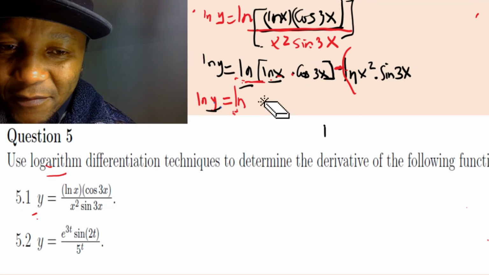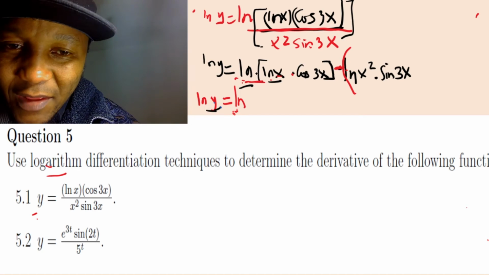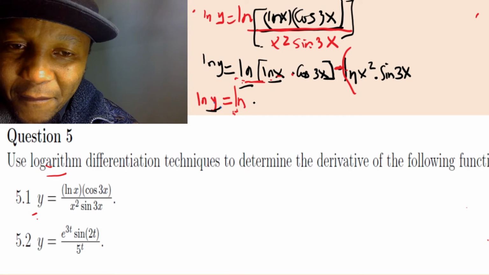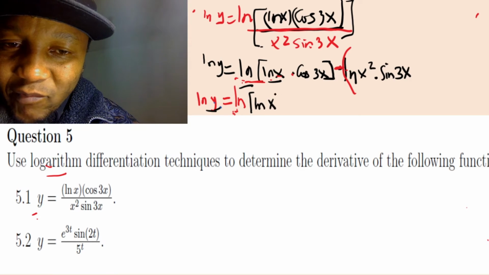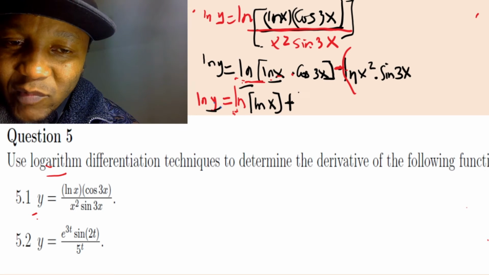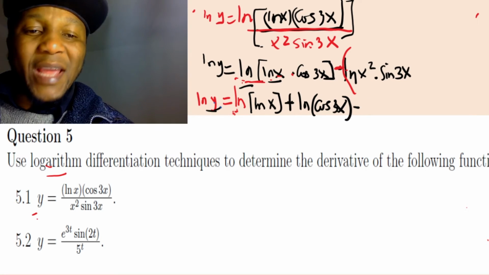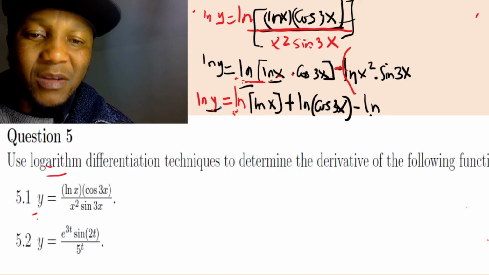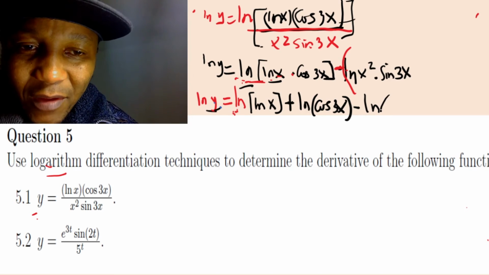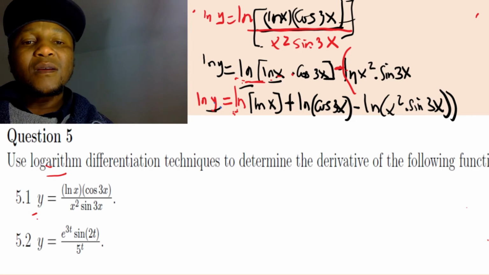So we're going to say here ln. See here ln. So say ln here. Ln of x plus ln cos 3x. We have a minus for the denominator, because ln of the top, ln of the denominator. So ln of the denominator must be ln, see, x squared times sine 3x. See?